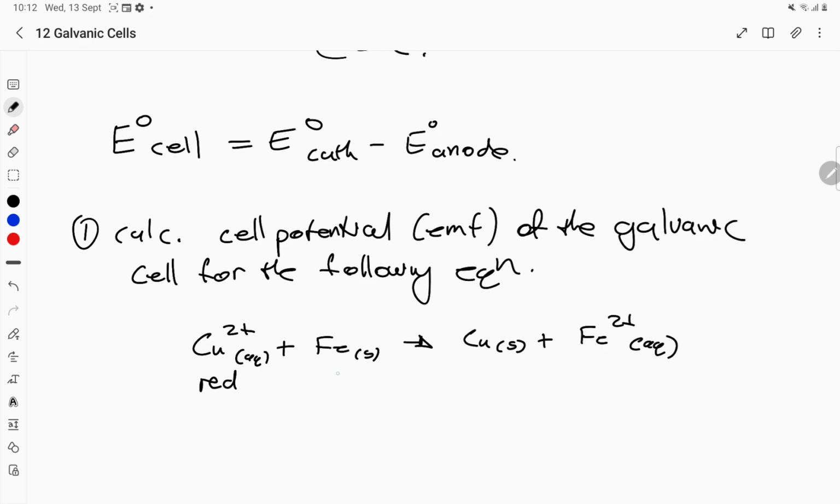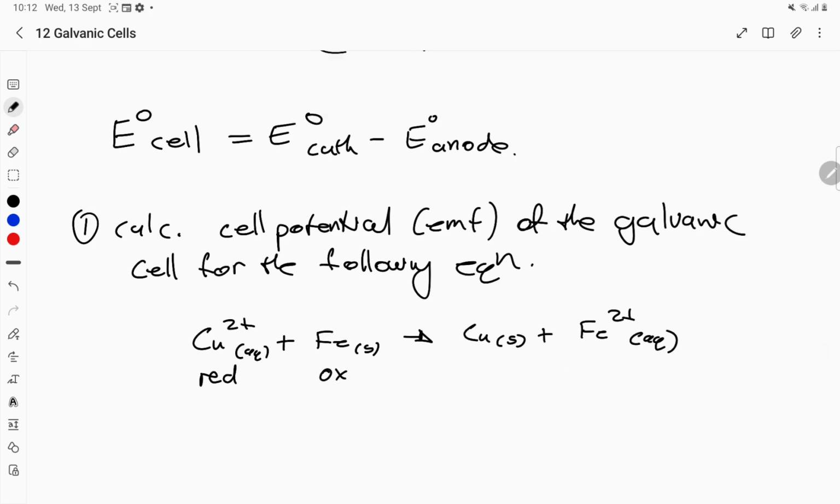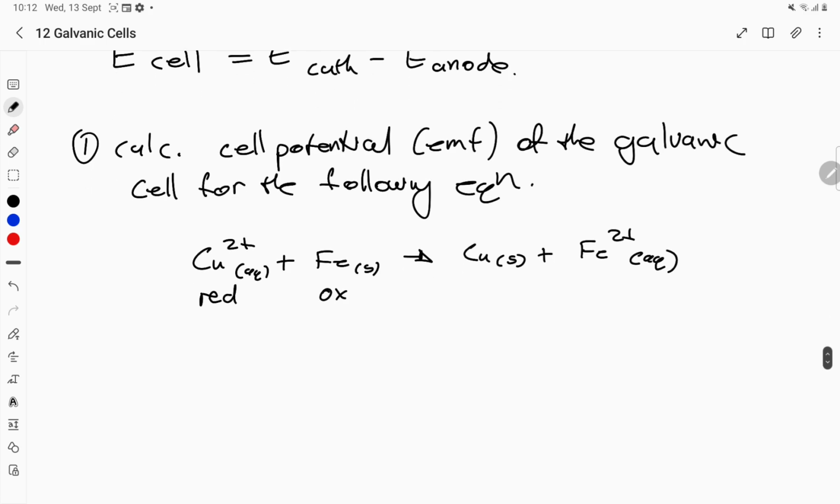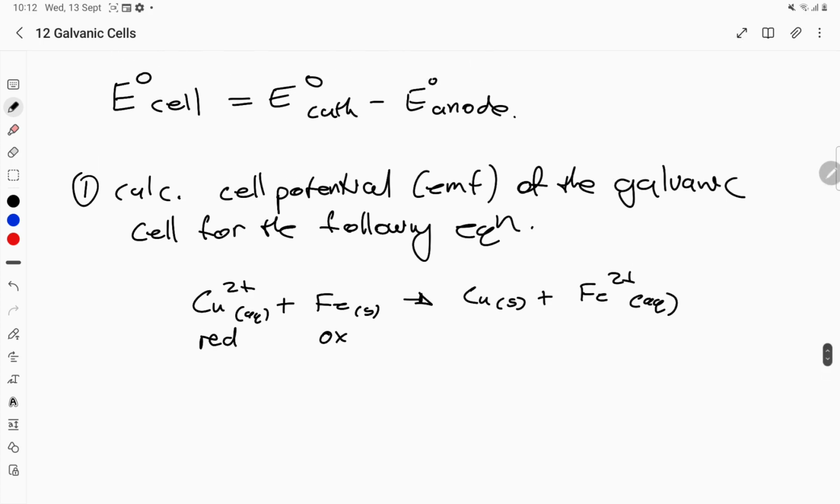Fe goes to Fe2+, which is an increase in oxidation state, so it's oxidation. That's how we know that's happening. But now remember, we have to get these values from the table, so we actually have to know what is the anode and cathode, because we're going to be using this equation. You can use another one, but I like this one the most.